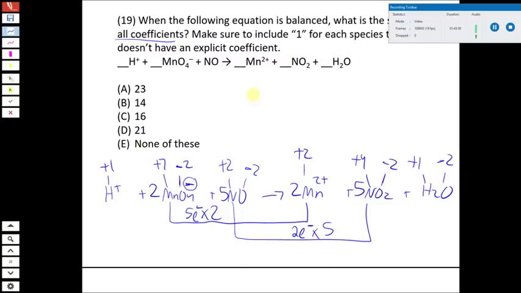But in this case, we do have to go to the end. So the way we typically handle this is water is going to be added to balance out oxygen, so we're going to do that first. On the left side here, we have 2 times 4 is 8 plus 5 is 13 oxygens.